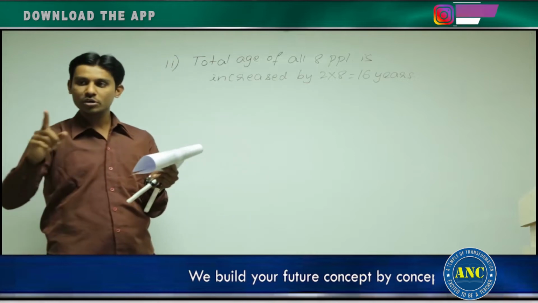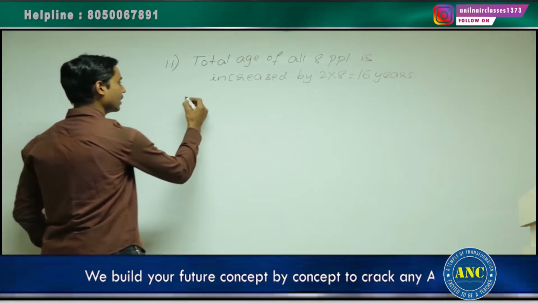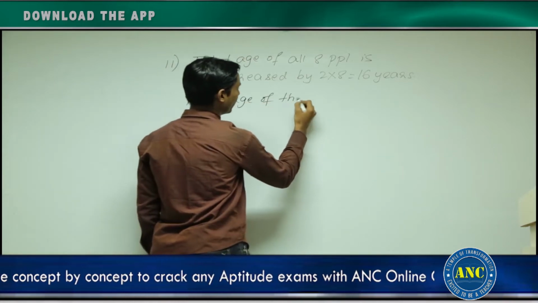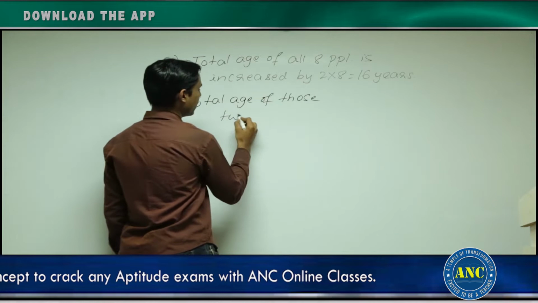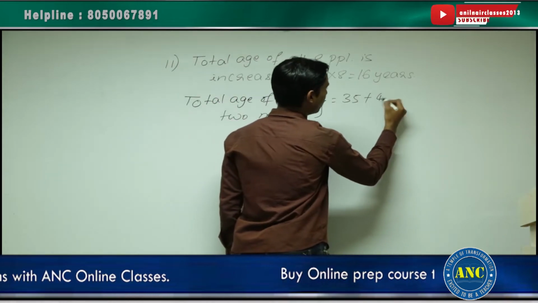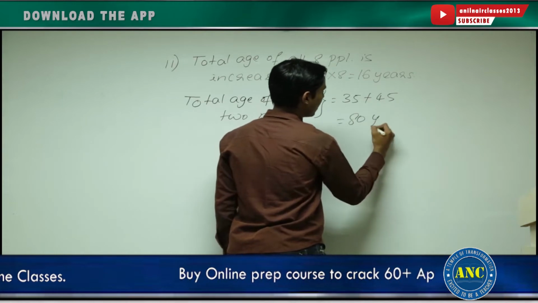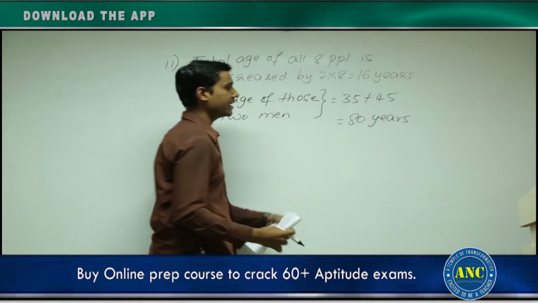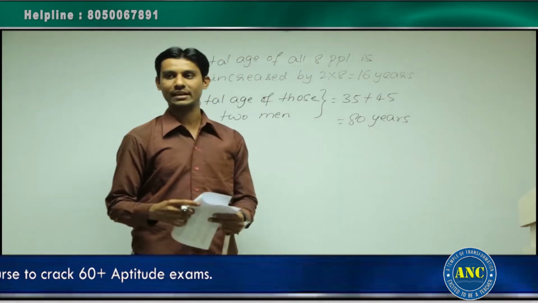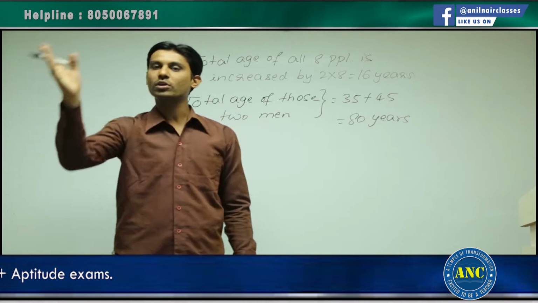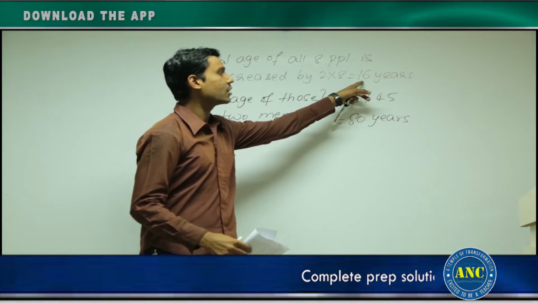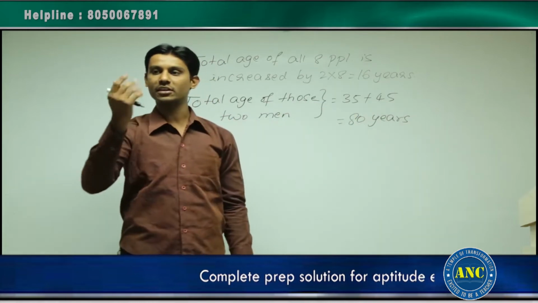That means total ages of those 2 men is given by 35 plus 45 years, which is nothing but 80 years. I am asking the total age of 80 years to go outside the class. I am asking 2 women to come inside the class. When those 2 women came inside, it is increased by 16 more years. Total age is increased by 16 more years.